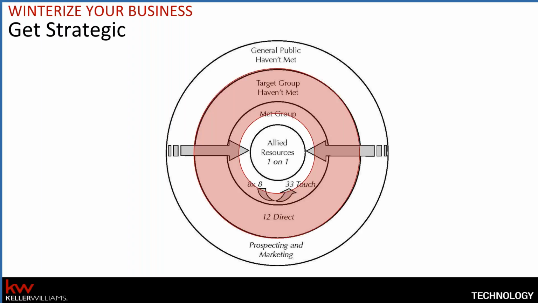Now, if you have forgotten about your business, they've basically now become a blend of your haven't mets target group and your Mets. In fact, they're kind of bleeding outward, not inward like we want. And that's because even though you've met them, putting them on an 8x8 and a 33 touch right now may not be as effective as it normally would be, since you've waited so long. As you can see in this model, your haven't mets target group would typically be placed on a 12 direct campaign. Then once they move into the Mets group, or if you have just met them, they would be added to an 8x8 and then a 33 touch.